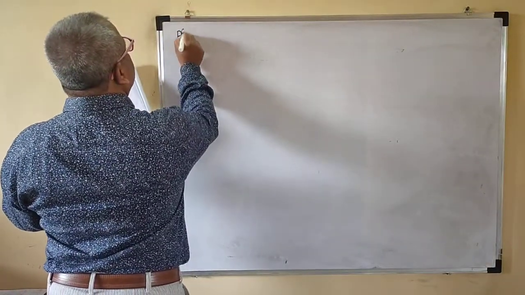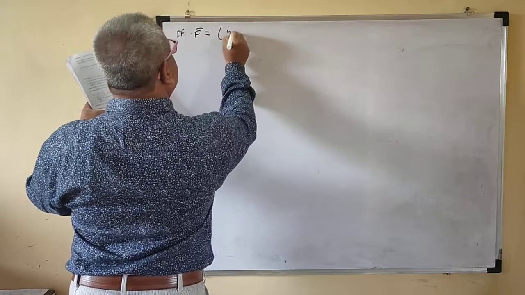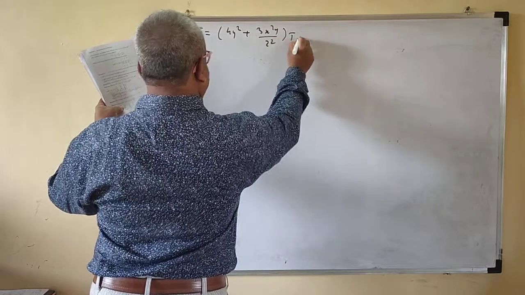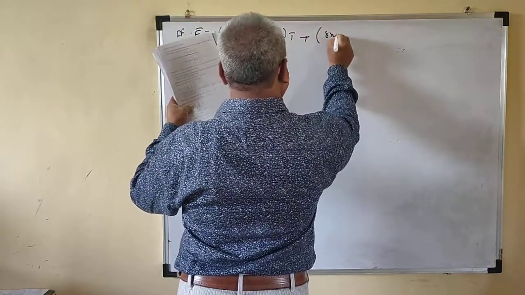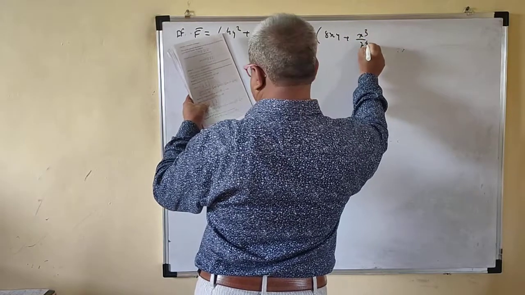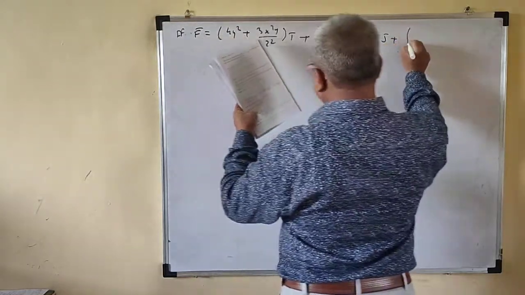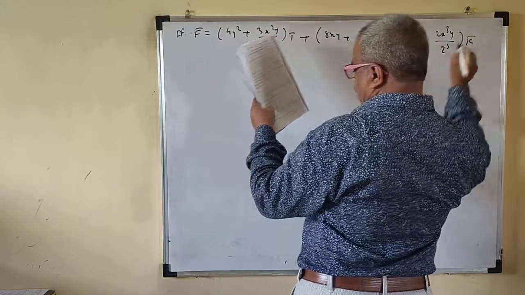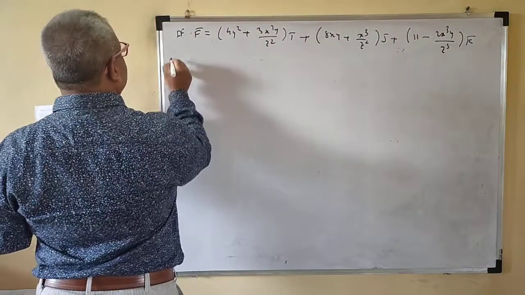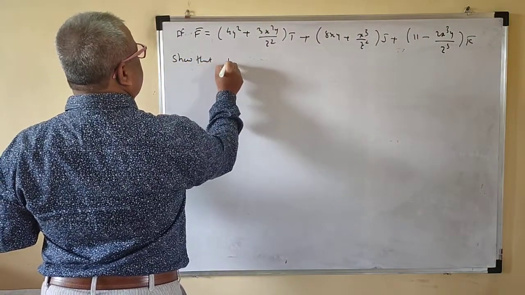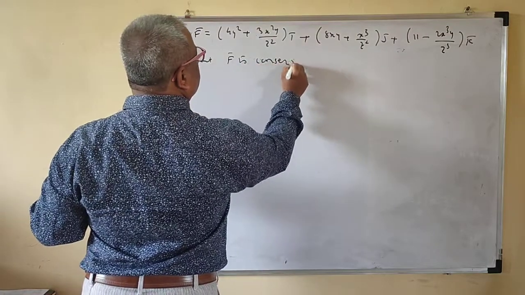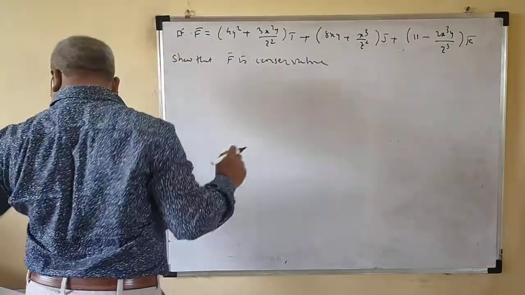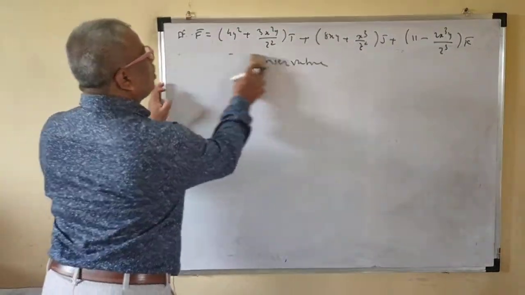If f bar is equal to (4y² + 3x²y/z²) i bar + (8xy + x³/z²) j bar + (11 − 2x³y/z³) k bar, show that f bar is conservative. Solution: we have to prove that f bar is conservative.